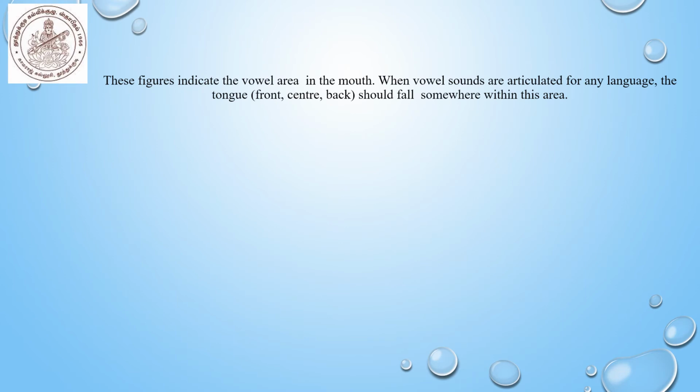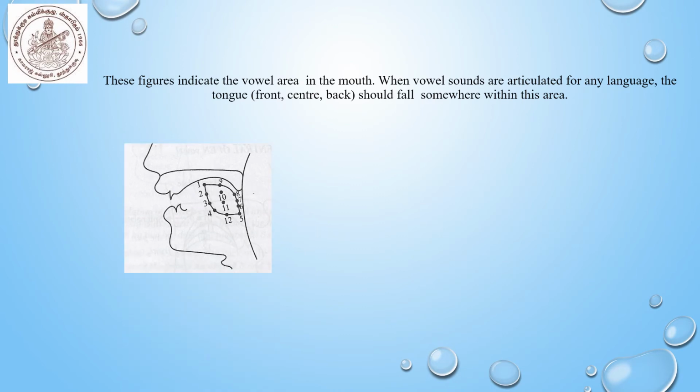Now, when we classify the three-term label, the figure indicates the vowel area in the mouth. This figure indicates the vowel area in a mouth. It is numbered from 1 to 12. 1, 2, 3, 4 is the front part of the tongue, and 8, 7, 6, 5 is the back part of the tongue, and 9, 10, 11, 12 is the center part of the tongue. So only these parts we use for speaking.